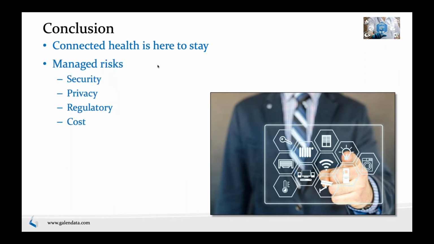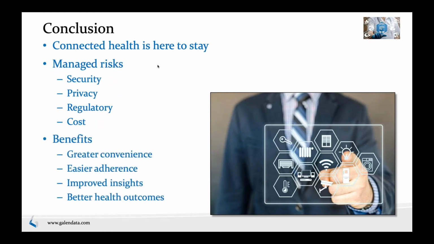So that's here. Now, there are significant risks to be managed in terms of security, privacy, regulatory, and cost. But the benefits of greater convenience, easier adherence from a patient's perspective, improved insights into what your device is doing versus what the patients are doing, and ultimately better health outcomes, which is what we all want. All that kind of trumps some of the risks we have, and then those risks can be managed.